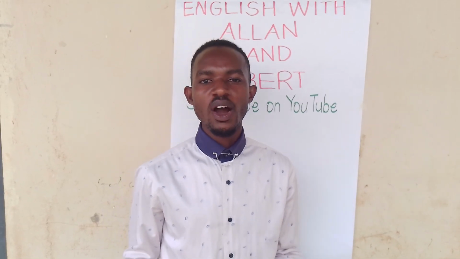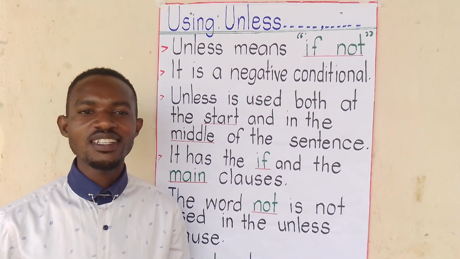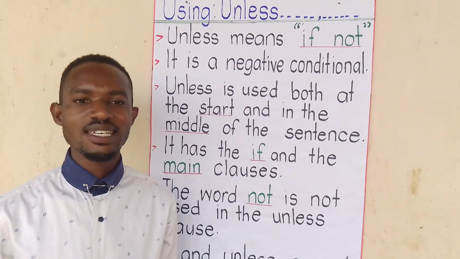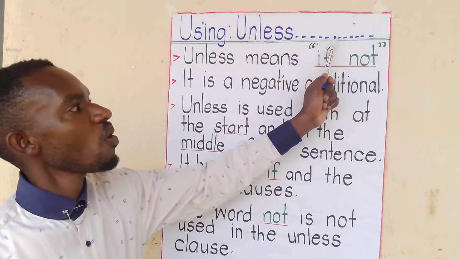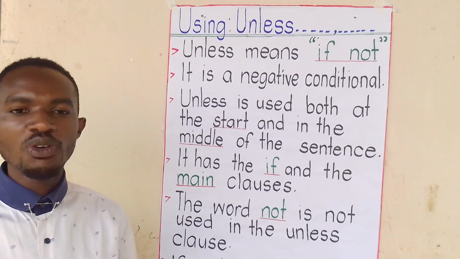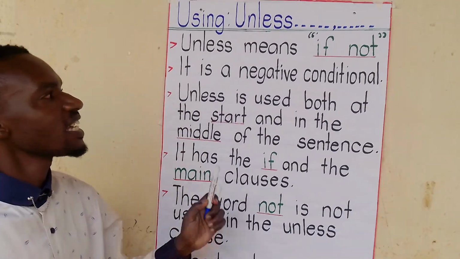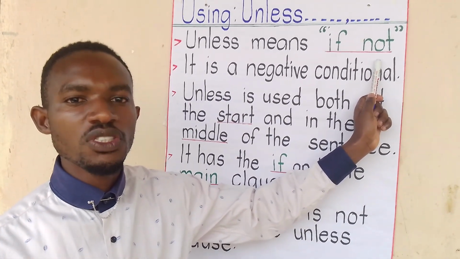And today we are going to look at a new conjunction, and that conjunction is unless, as we are going to see. Unless is a conjunction, and a conjunction, I said, is a word that joins two or more sentences. Today we are using unless, and we are going to see what unless means and how we use unless while joining sentences in English. And this is point one: unless means if not.